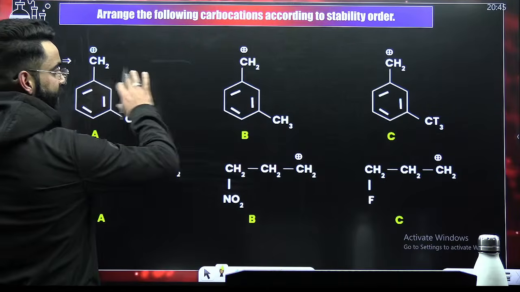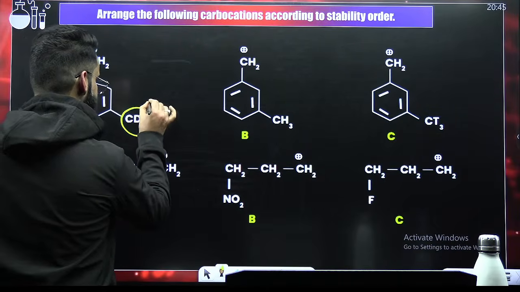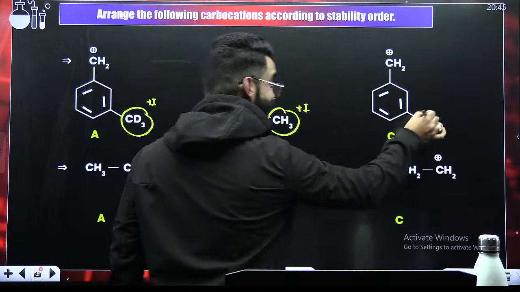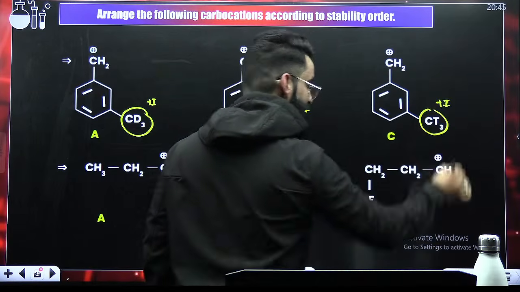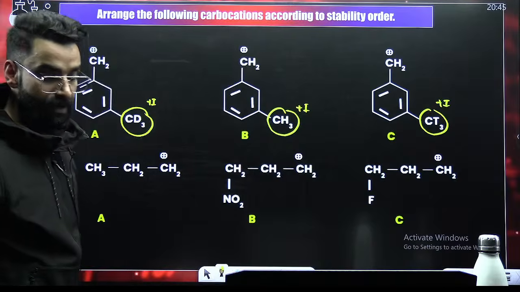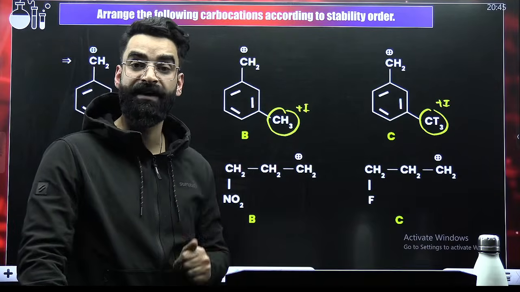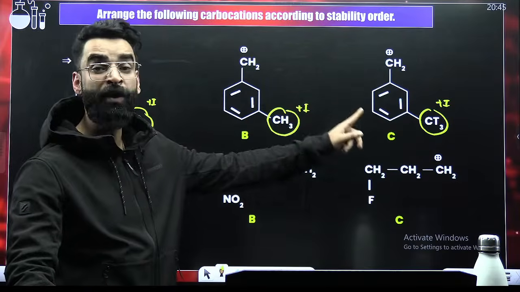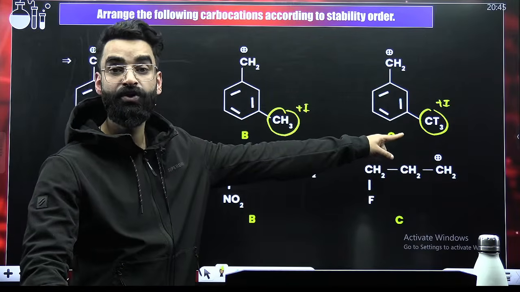Now, again we are given carbocations. CD3, this is plus I showing. CH3, again plus I. CT3, again plus I. So all are donating groups, and electron donating groups stabilize the carbocation. Now, which group shows more plus I? CT3 shows more plus I.